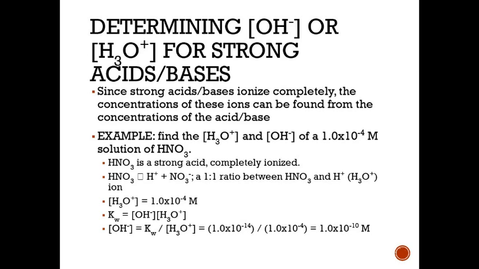Now we're applying the Kw relationship to strong acids and bases. The key insight is that strong acids and bases dissociate completely, meaning every molecule breaks apart. So if you have 1.0 times 10 to the -4 molar of nitric acid, you automatically get that same concentration of hydronium ions because it's a 1-to-1 ratio. Then you just use Kw to find the hydroxide concentration.